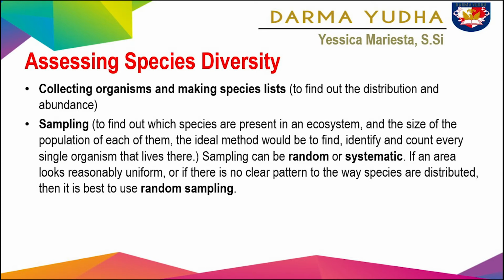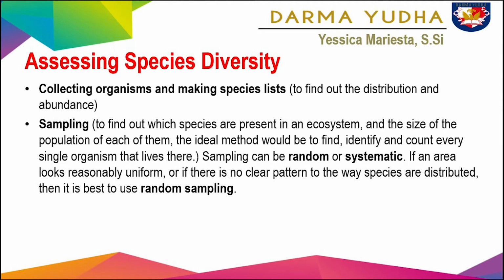How do we do that? Firstly, we need to collect the organisms and make a species list to find out the distributions and the abundance. Next, you do the sampling. Why do you do that? It is to find which species are present in ecosystems and the size of the populations of each of them. The ideal method would be to find, identify, and count every single organism that lives there.